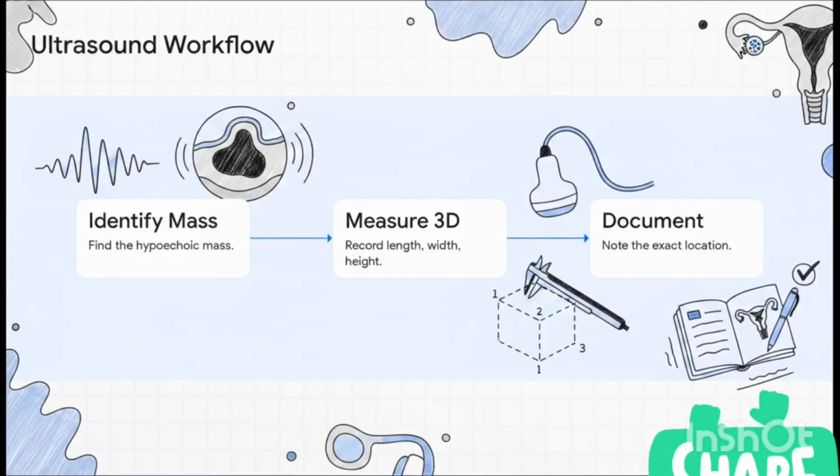Because it can get so complicated, your ultrasound reporting workflow has to be highly structured. Step 1, identify the mass using those classic visual hallmarks. Step 2, precisely measure it in all 3 dimensions: length, width, and height. And step 3, explicitly document its exact location. Every single fibroid you find requires this level of structured documentation.